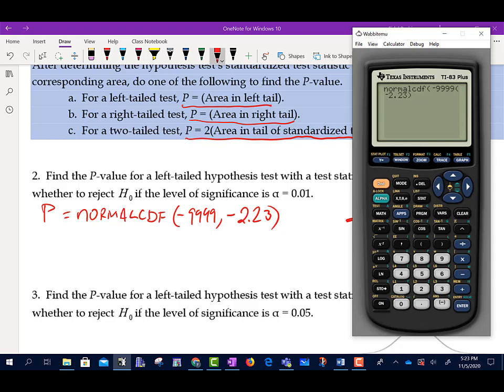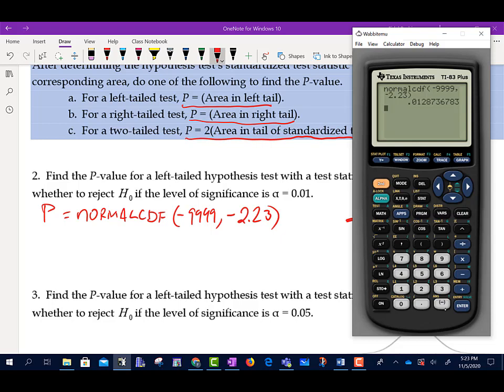Okay, let's just do it again. Sorry about that, guys. Second vars, normal CDF, and we said negative 9999, comma, negative 2.23. Close it off, hit enter. Okay, and so we got our p-value.